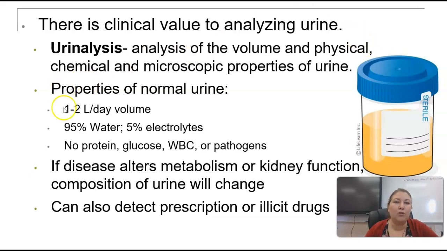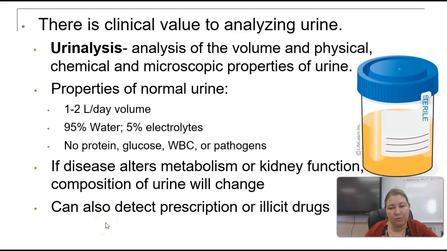So normal urine you should produce from 1 to 2 liters a day. It should be mostly water with just a little bit of salt and of course that urea and other substances that are excreted, but we should have no protein, no glucose, and then no cells in it. So if we see any of these substances in our urinalysis, then there has to be something wrong with the kidneys that are causing this to happen. Many diseases that alter your metabolism, like diabetes or kidney failure, will change the composition of urine, either in the amount that's produced or the substances that are in it.